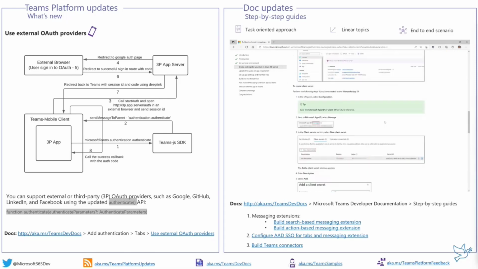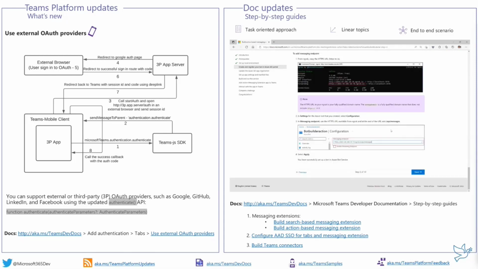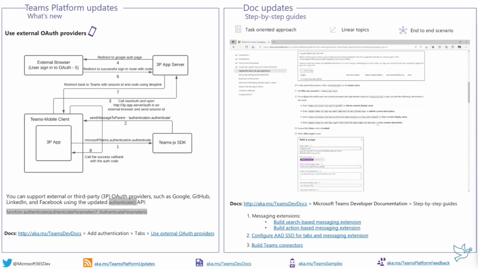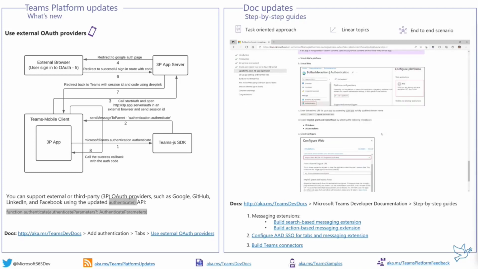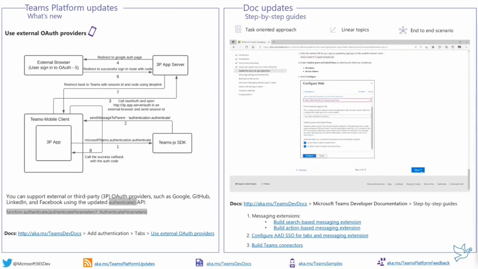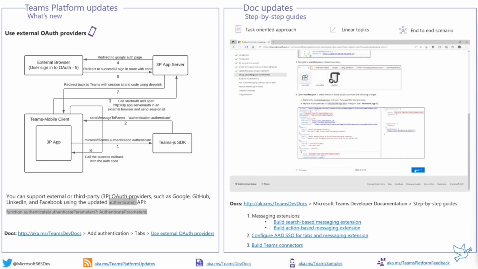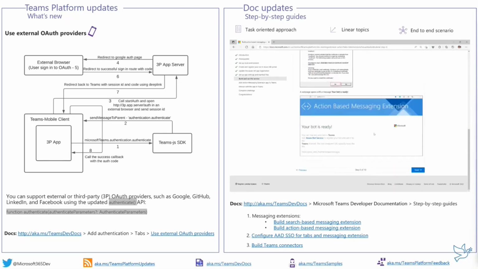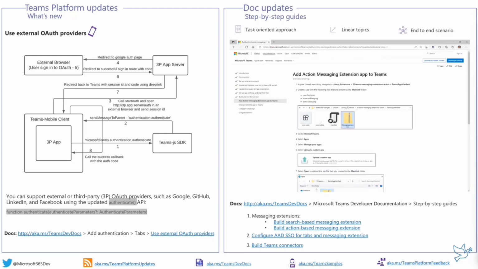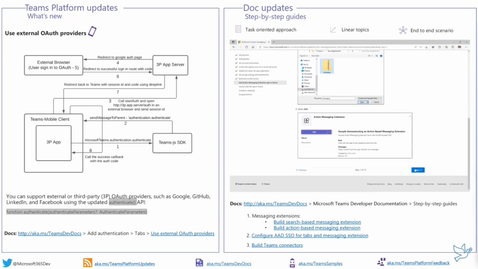Now let's move to the documentation part on the right-hand side. We've been working on multiple step-by-step guides. A step-by-step guide is an artifact that has a task-oriented approach, linear topics, provides an end-to-end scenario, and loops you back to the documentation. So we'll be talking about 4 SBS guides today.